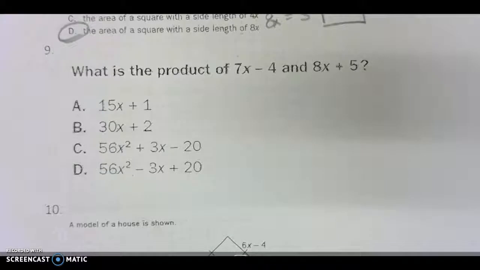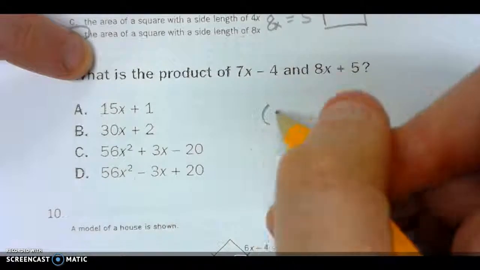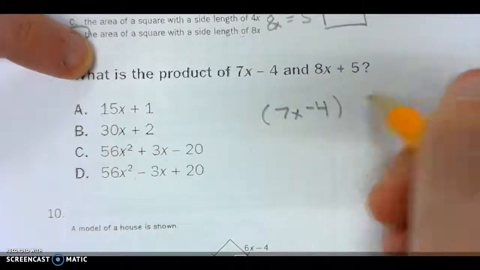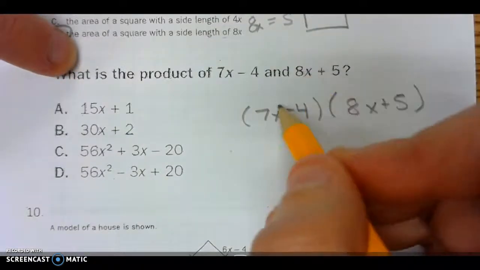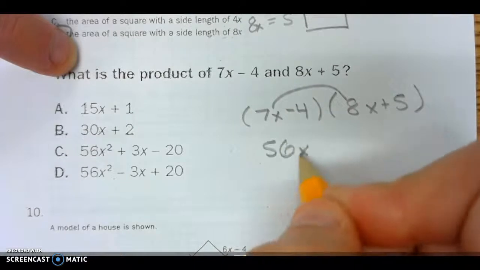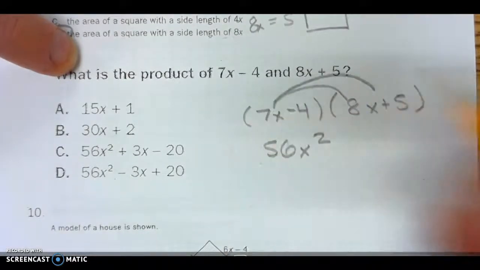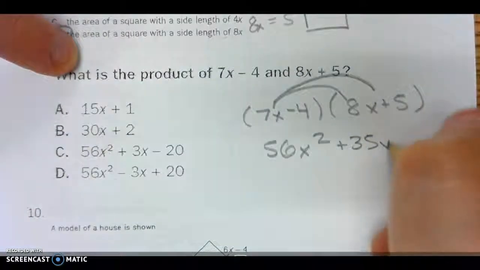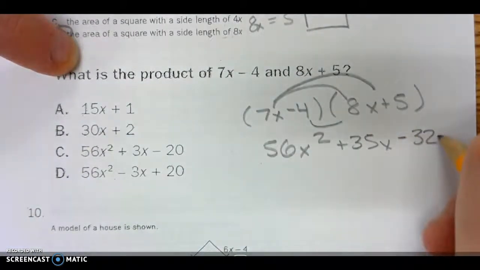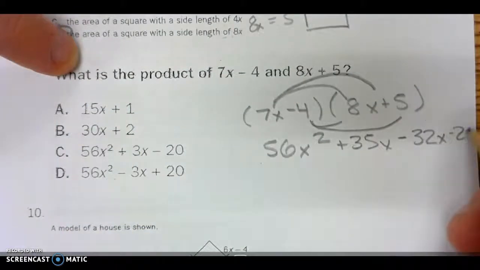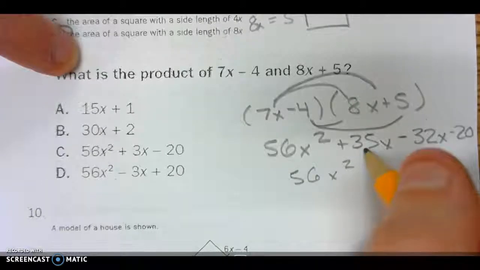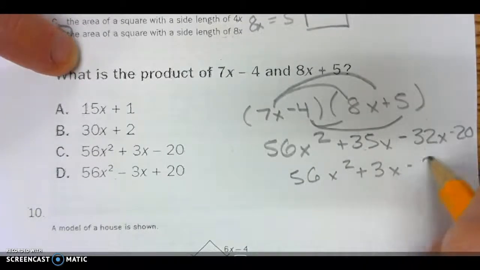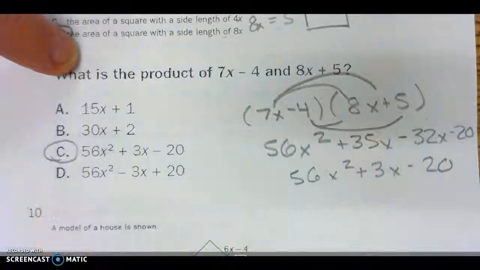What is the product of 7x minus 4 and 8x plus 5? Product means multiply. This should be fairly easy because we've done this a ton of times. I can FOIL or I can go down. I'm going to FOIL. 56x squared. First times first. Outside times outside. Inside times inside. Last times last. Combine my like terms. This is bigger, so it's going to be positive. C is the answer.